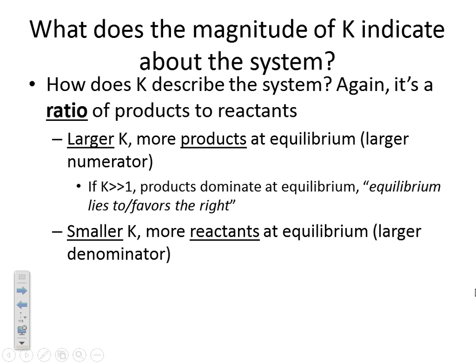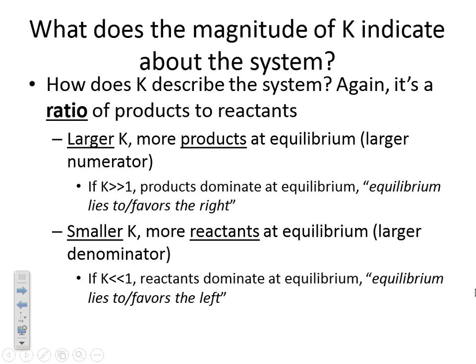If your K value is smaller, then that means that you have more reactants at equilibrium because you're going to have a larger denominator. Again, it's products divided by reactants. So if your denominator is bigger, like if you say 1 over 4 versus 1 over 10, you get a smaller number, right? 1/10 is a smaller value than 1/4. So if K is significantly less than 1, then we say that reactants dominate at equilibrium, this state when rates are equal, and that equilibrium lies to the left, or equilibrium favors the left. Regardless of which direction you're going, reactants are always written on the left.